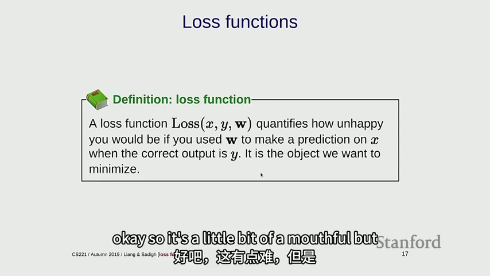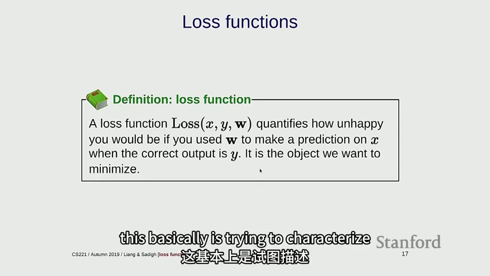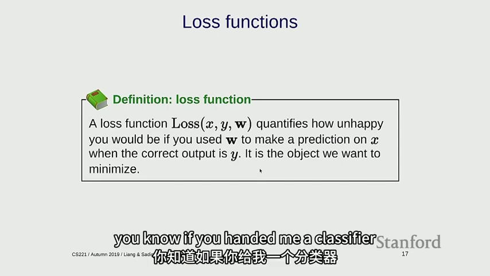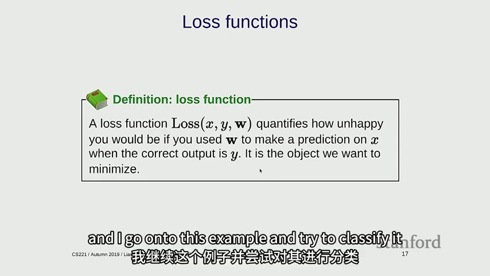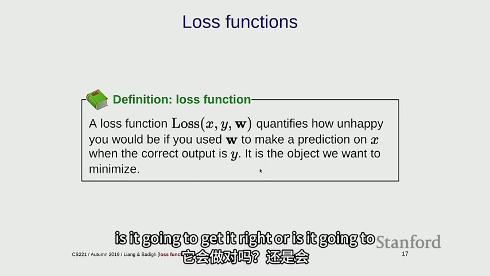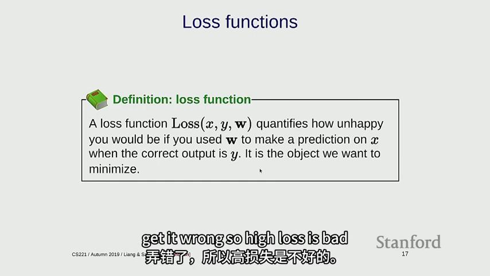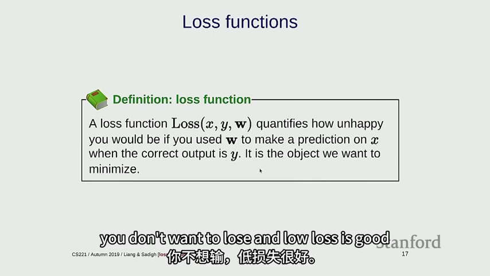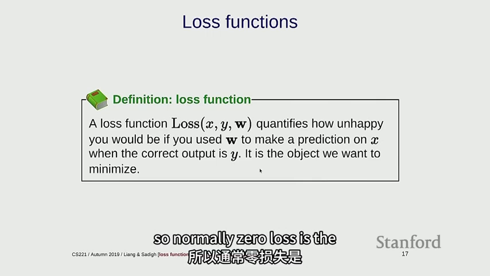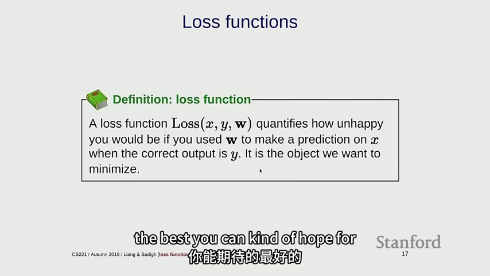It's a little bit of a mouthful, but this is basically trying to characterize: if you handed me a classifier and I go onto this example and try to classify it, is it going to get it right or is it going to get it wrong? So high loss is bad. You don't want to lose. And low loss is good. Normally, 0 loss is the best you can hope for.